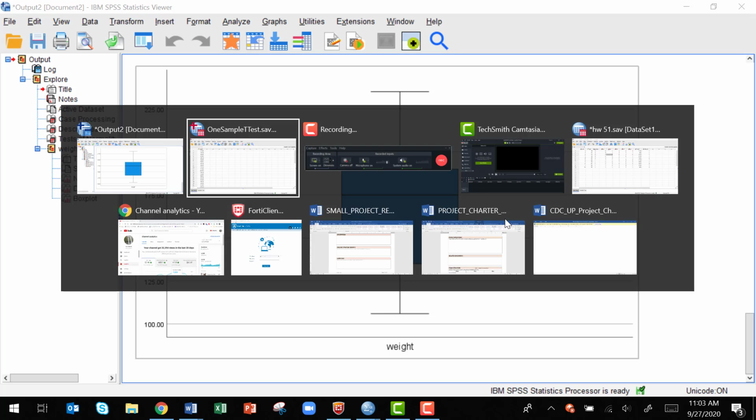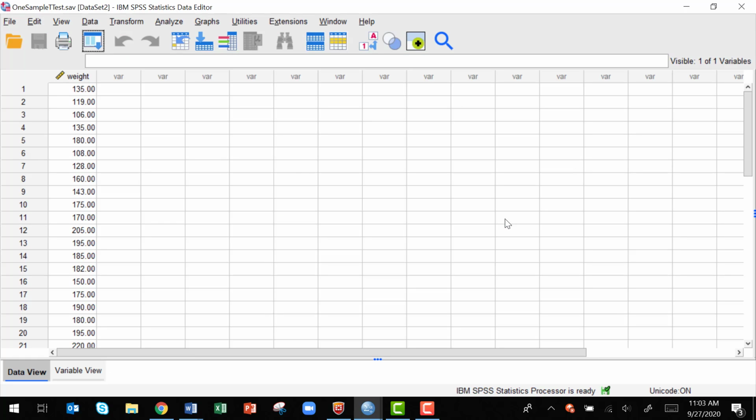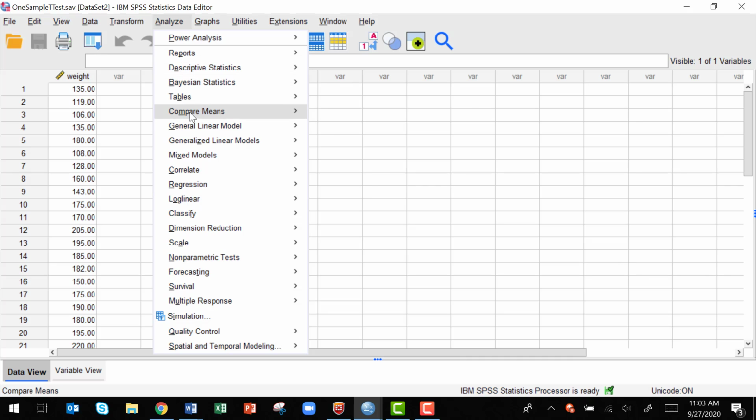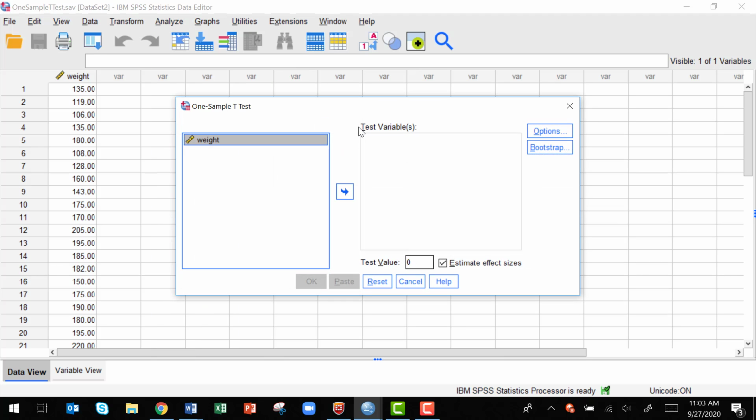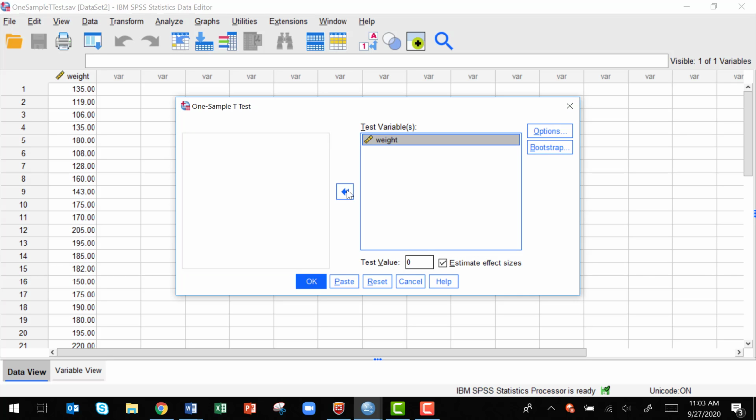So now I want to go back, and to perform my one sample t-test, I'm going to do Analyze, Compare Means, One-Sample T Test, and I get a dialog box on the screen. Weight is what I would like to do. Now I need to enter the test value, so I'm going to do 140 because that was the test value identified in my problem.